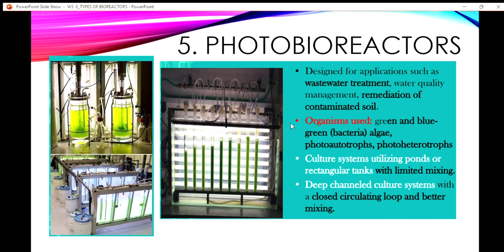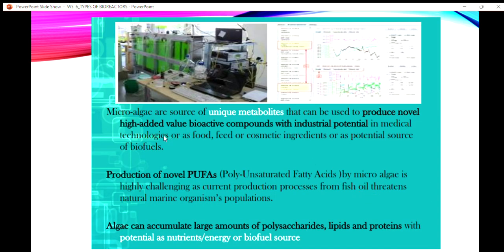Okay, next is photobioreactor. A photobioreactor is designed for green and blue-green bacteria, algae or microalgae, which consider the use of a source of light for photoautotroph and also photoheterotroph algae. For this type of photobioreactor, you have the tubular photobioreactor. Usually they have two kinds of system. They are using a pond or a deep channel culture system with closed circulating loop.